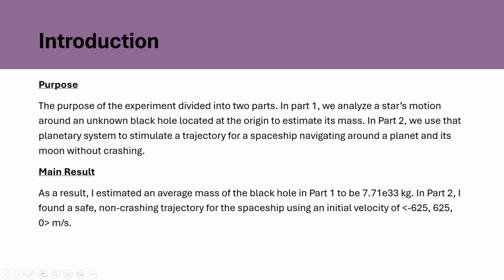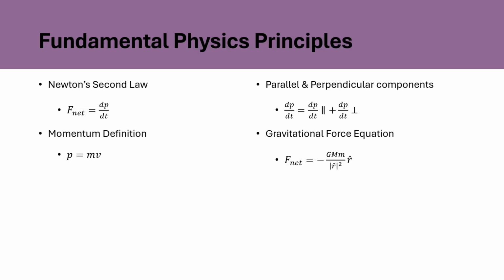In part 2, I found a safe, non-crashing trajectory for the spaceship using the initial velocity of negative 625, 0 meters per second. To make our models, we rely on several fundamental ideas. First is Newton's second law, the momentum principle, which states that the net force acting on the system is equal to its rate of change of momentum.